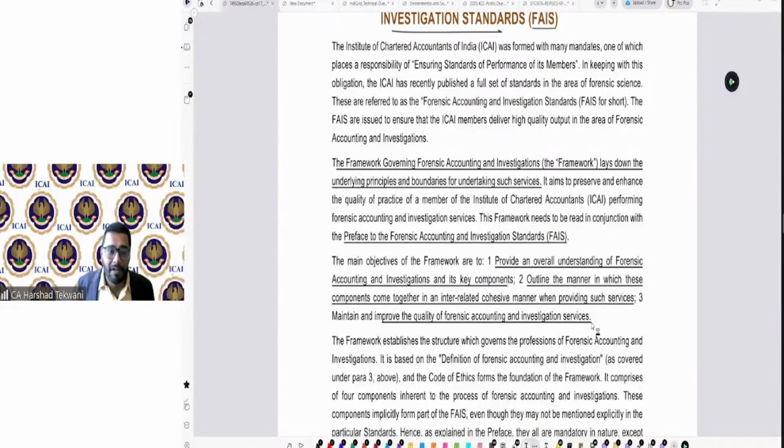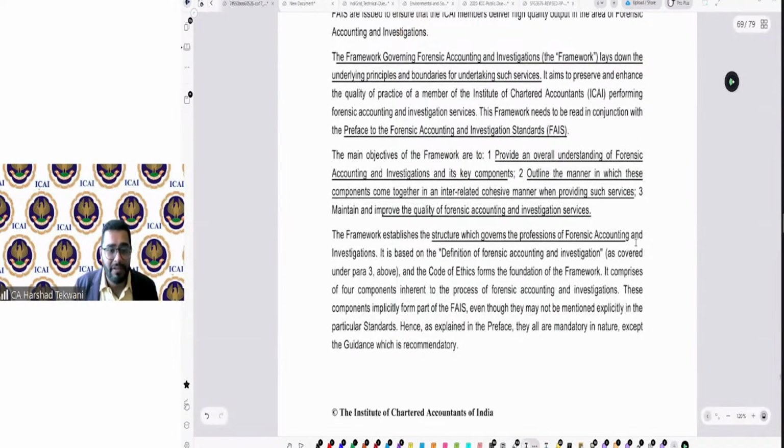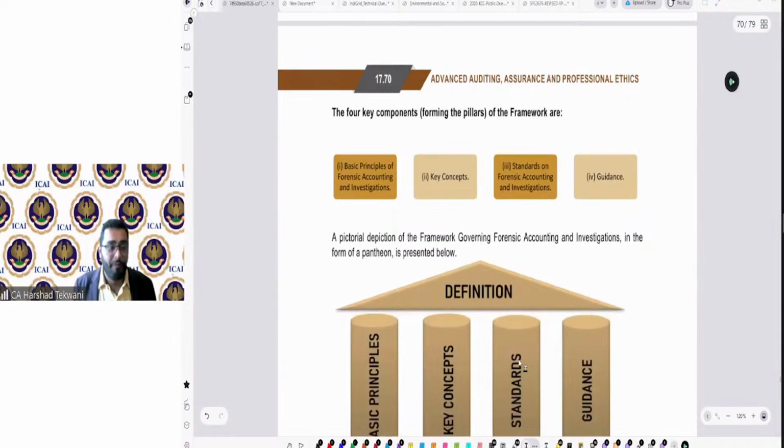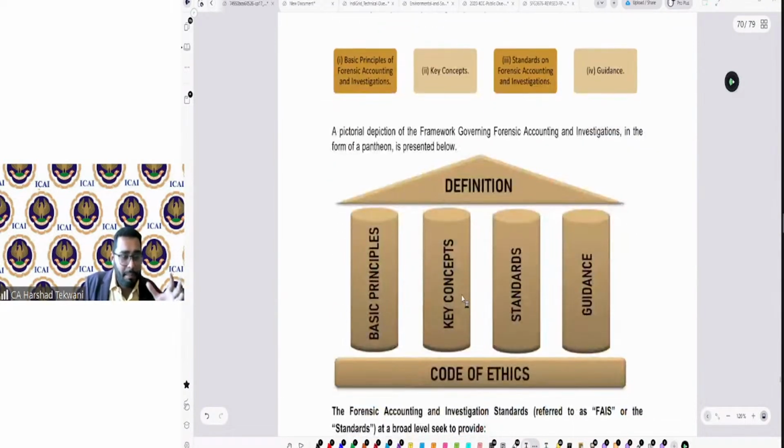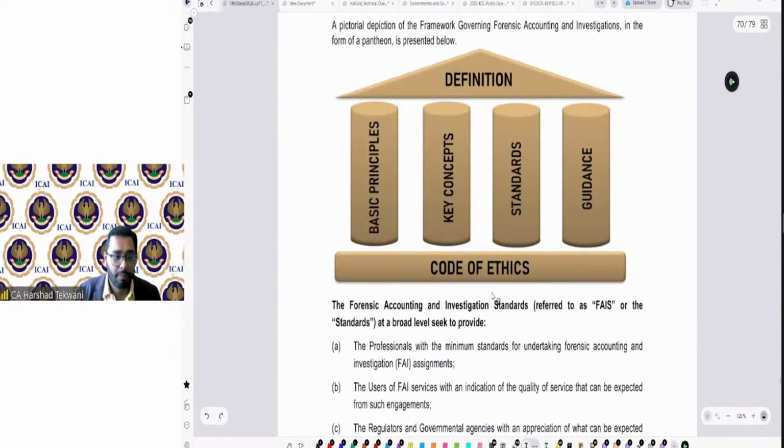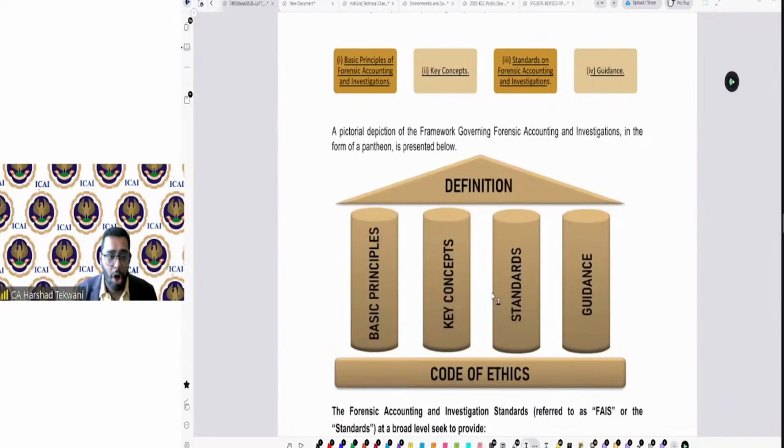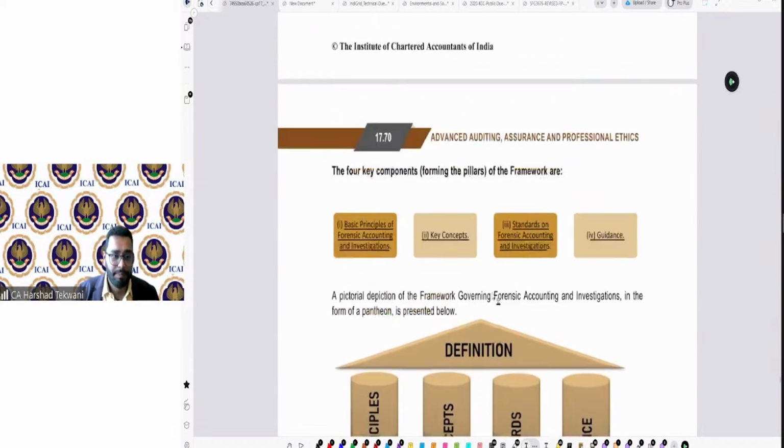Framework basically provides how the standards are structured, how the standards are required to be followed, what is the overall understanding of the whole forensic accounting and investigation required, what are the components of the standards, everything. So framework gives an overview about the standards. It establishes the structure which governs the professional accounting and investigation services. Now, framework, as I told you, is based on basic principles of the forensic accounting and investigation standards. It provides key concepts, details about the standards, and the guidance. And then you have a code of ethics to cover that. That is the overall governing framework of the forensic accounting and investigation standards.